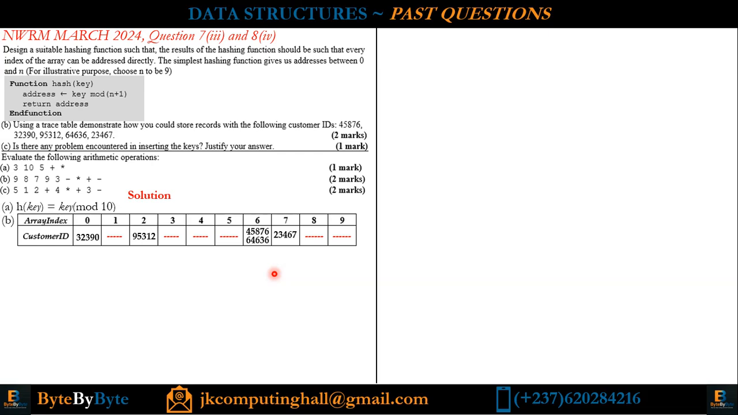So this will be the content of my table after performing this particular block of code for this different customer ID. The C part says, is there any problem encountered in inserting the keys? Justify your answer. Yes, there's a problem, which is collision, which occurs when inserting the key 64636, since its index is occupied by the key 45876. That's the problem we encounter when inserting the keys, dear students.